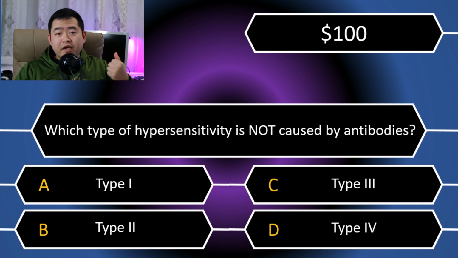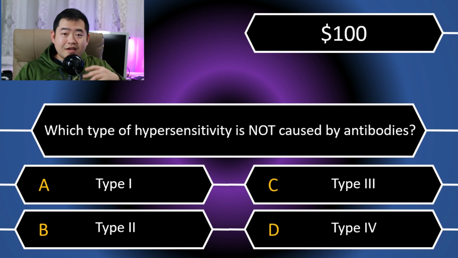If you were paying attention in the last 5 or 10 minutes, you should know this answer very easily. We'll give you 5 seconds. 5, 4, 3, 2, 1. All right, what is the final answer? Shout it out. Now, I can't hear you, but I assume you picked the correct answer, D, type 4. Type 4 is not mediated by antibodies. It's by effector T cells.